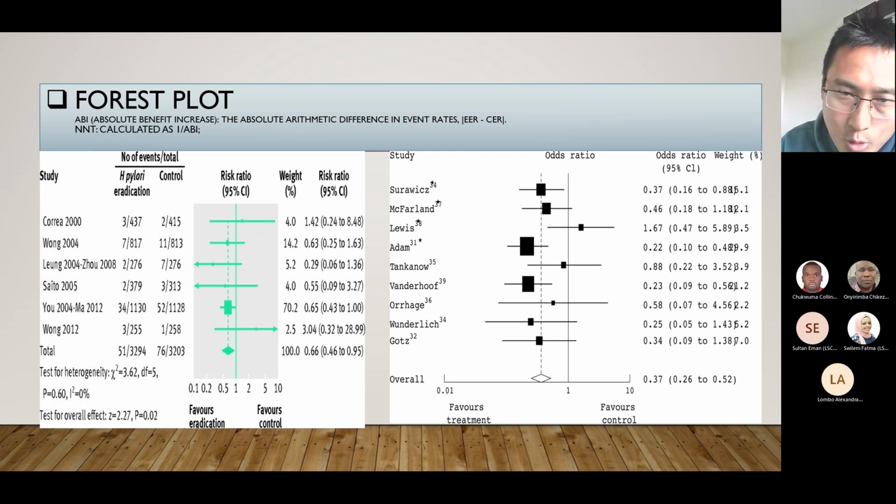And what is this line called? Confidence interval. And what is this line called? Line of no effect. And what is this diamond sign called? I think it summarizes everything, the total of all the studies, and keeps it over here. Also look at this side, whether it favors the control or whether it favors the treatment. So these are all the things that you need to know.